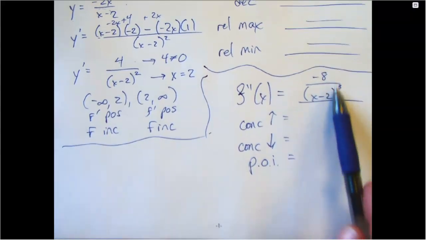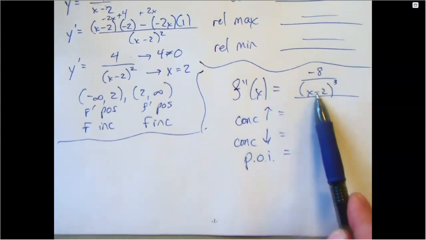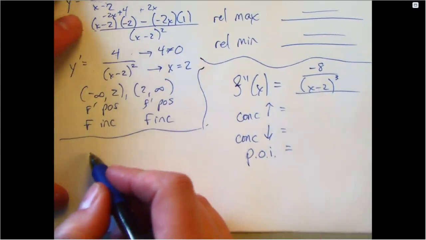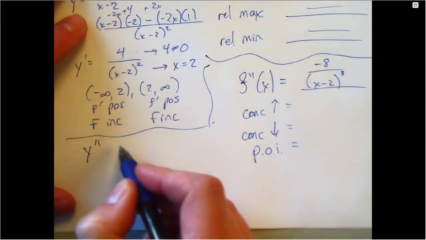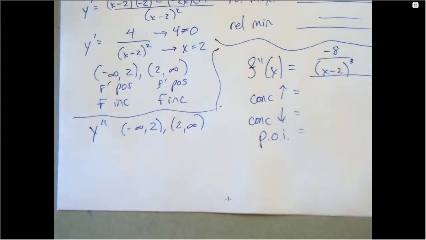So set the top and bottom equal to 0. Set the top equal to 0, that's useless. Setting the bottom equal to 0 gives us x equals 2. So then I'm working with my double prime now, but my critical point is still 2. I still build my intervals around 2.